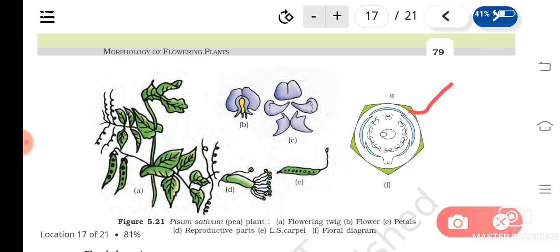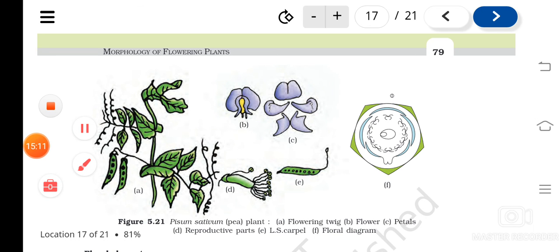How many sepals are there? 1, 2, 3, 4, 5. Okay, 5 sepals are there, they are united. Now you see the petals. I told you one petal is there, that is known as the standard petal, and there are two wing petals. And there are two keel petals, but they are joined. As they are joined, it is shown like this. Understood? Clear? These two petals are joined by this line. So like this, it is representing the petals.